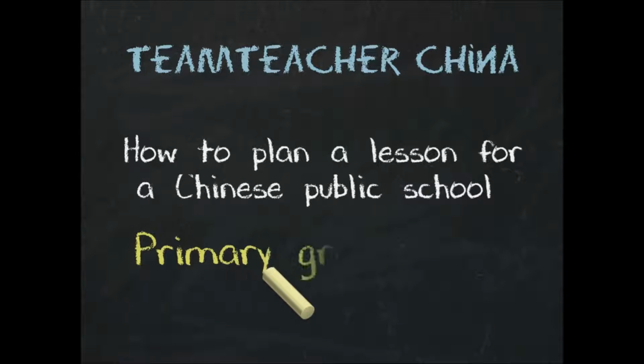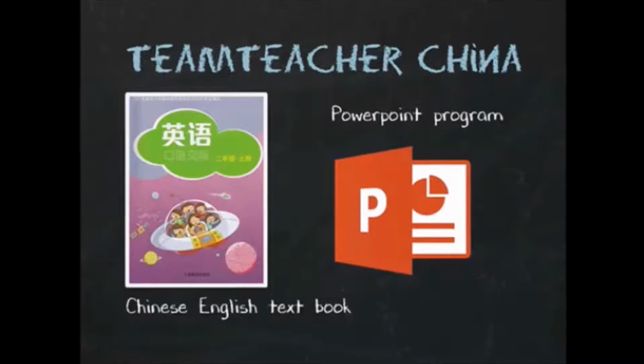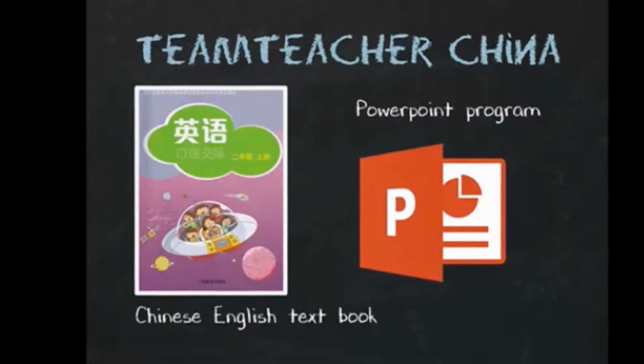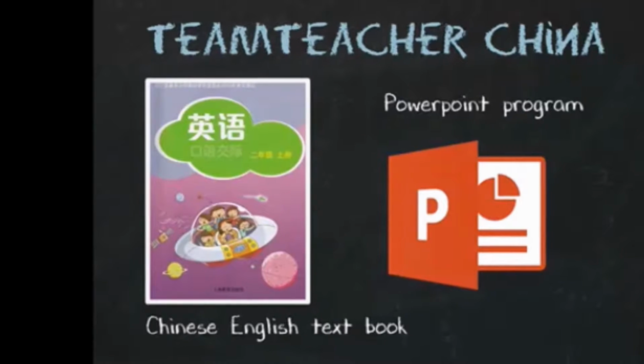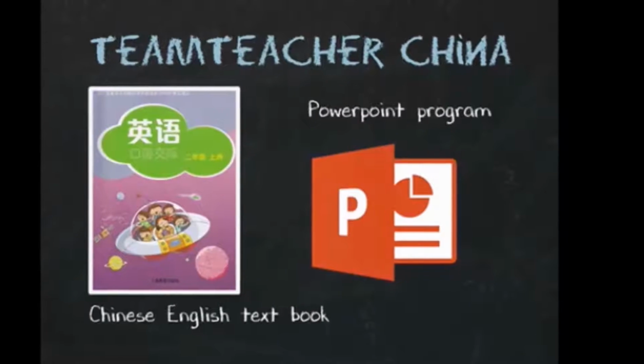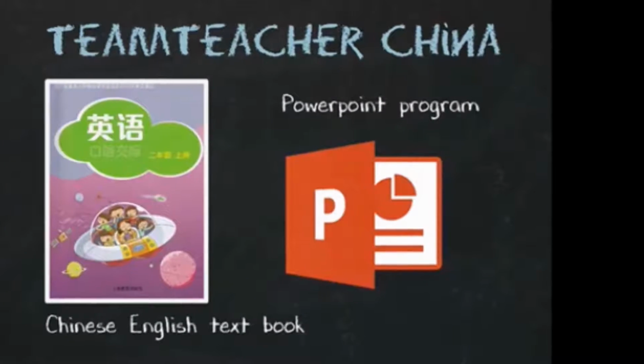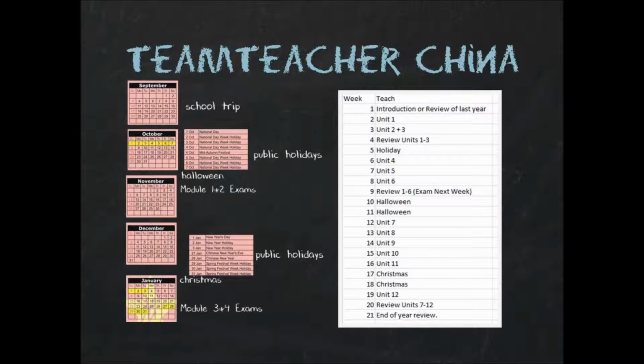How to plan a lesson for a Chinese public primary school. The plan assumes you will be using the Chinese English curriculum and textbooks along with using PowerPoint to produce your lesson. Step 1. Plan an outline of your semester.